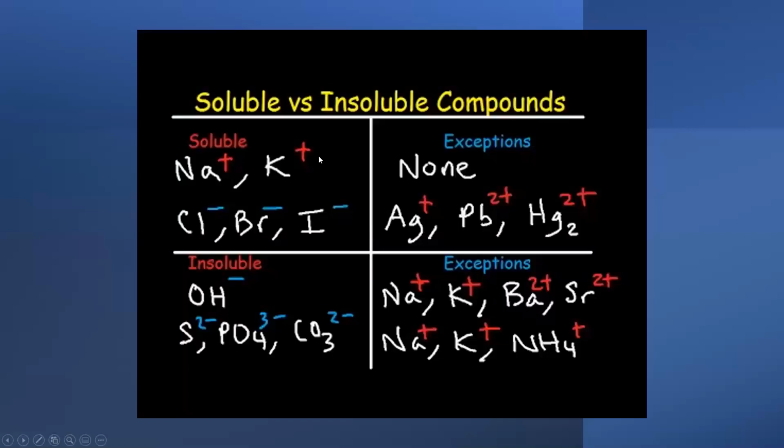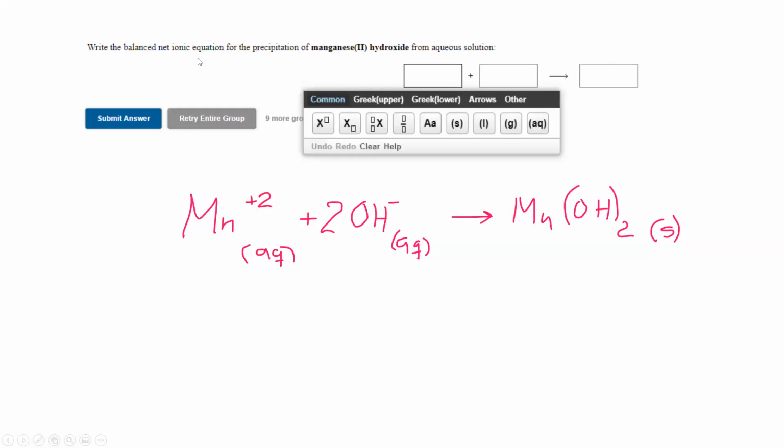Here is a short representation of these rules. You can have this at hand when you're going to answer any exercise of this kind. Let's see. This is an example of the question that you had. Write the balanced net equation for the precipitation of manganese 2 hydroxide from aqueous solution.